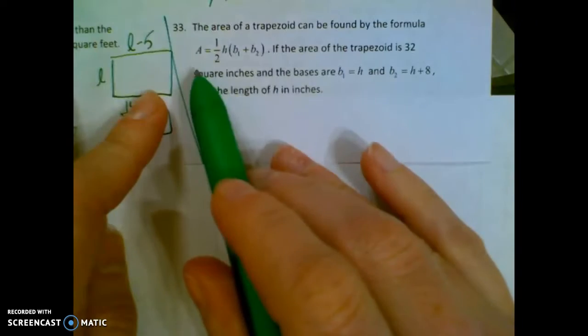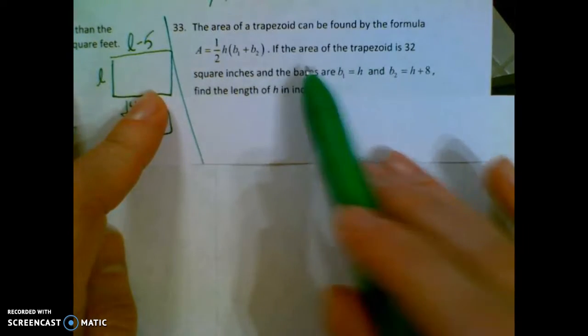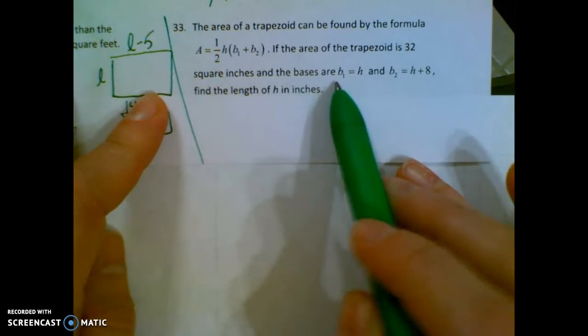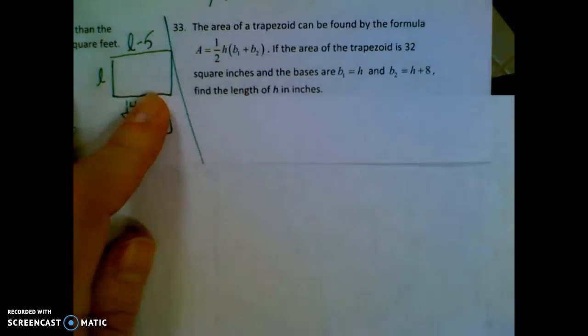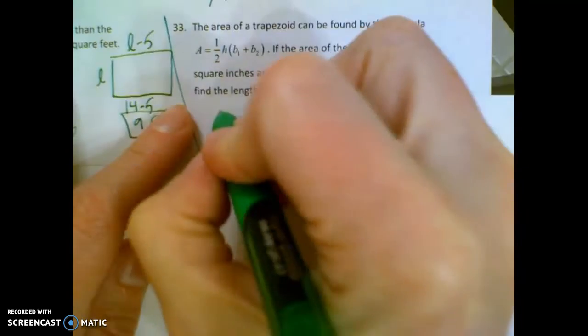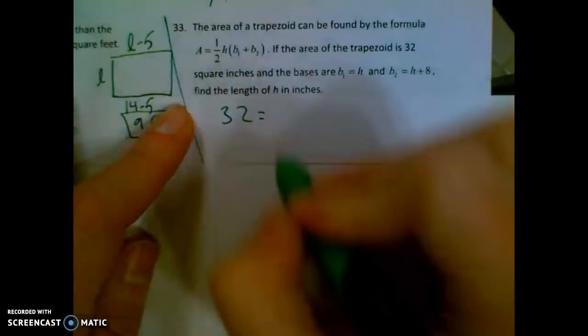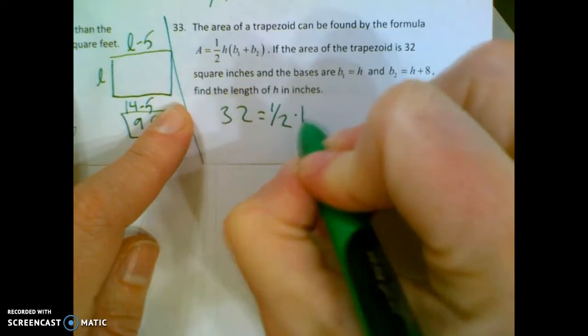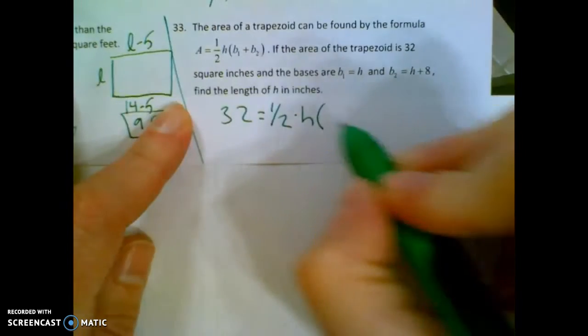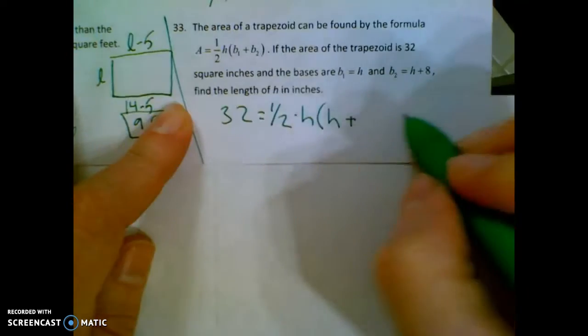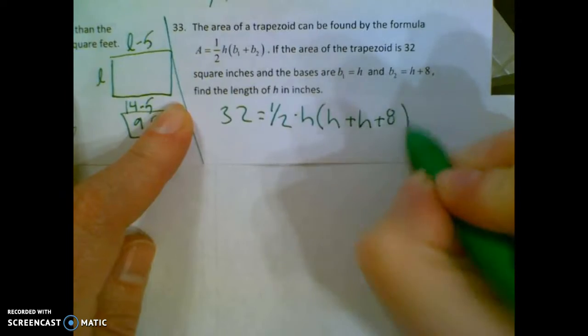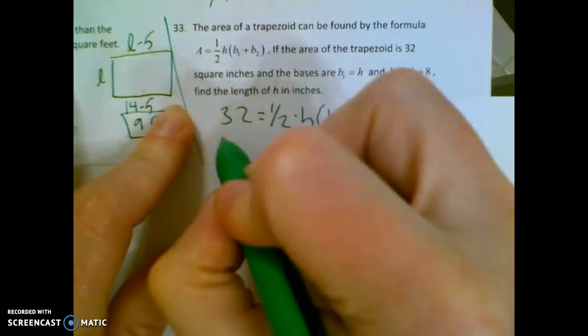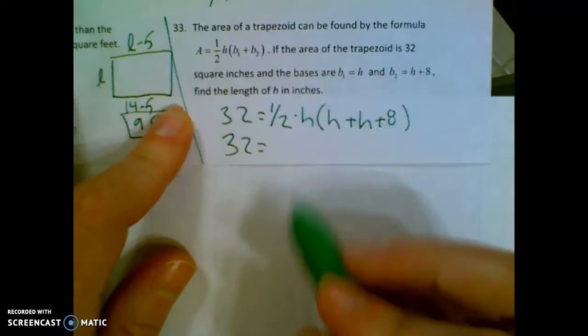Number 33, they give you the area formula. They tell you the area is 32. They tell you B1 is H and B2 is H plus 8. So just plug those things in. So area is 32. The 1/2 does not change. The H does not change. But B1 was H and B2 was H plus 8. So just plug in what you know, and then work your way to cleaning it up and getting it equal to 0.